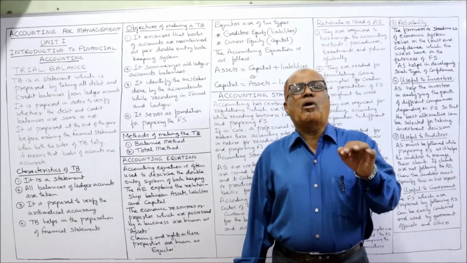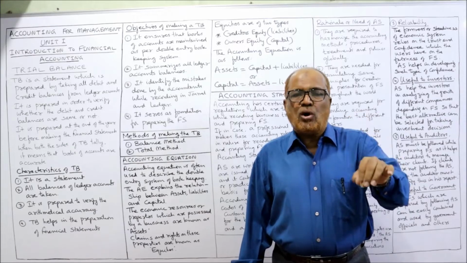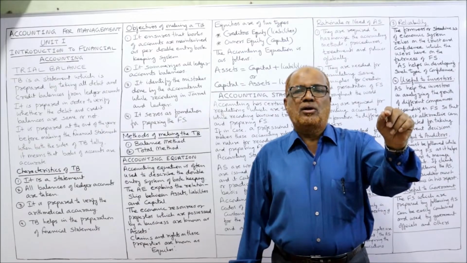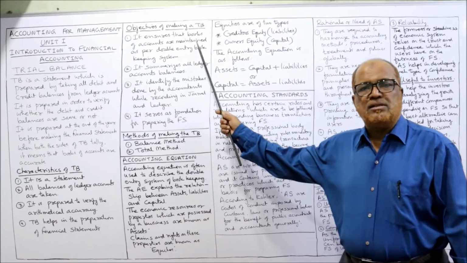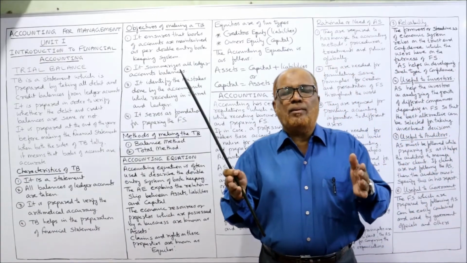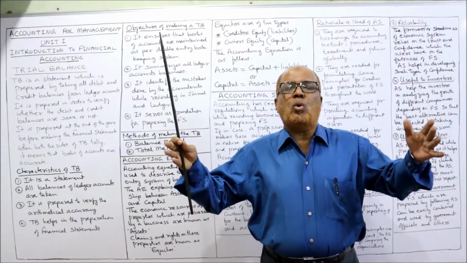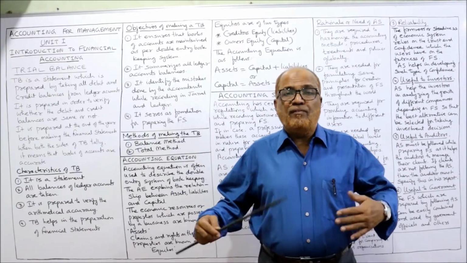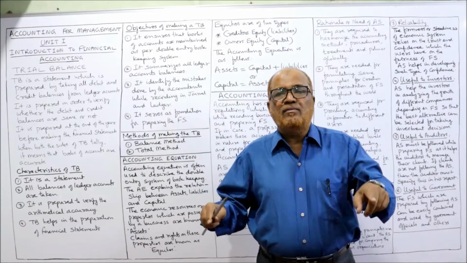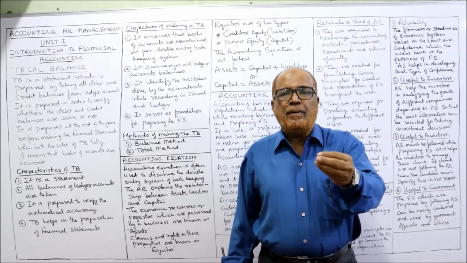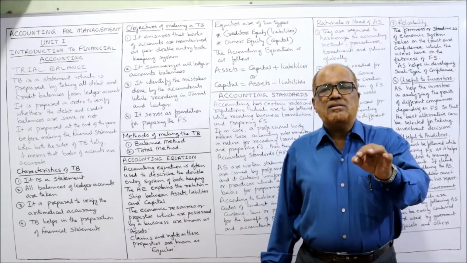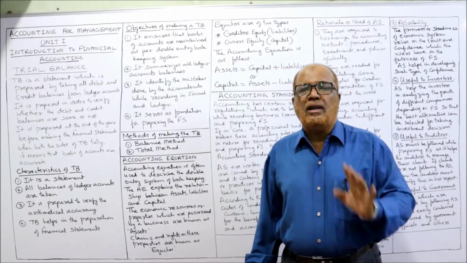Just now I told you, in order to ensure that the double entry system is correctly followed or not, we prepare the trial balance. That is the objective. Secondly, it summarizes all ledger account balances. Ledger is a big book in which so many ledger accounts are there. It will be difficult to refer to all the balances in all the accounts. This trial balance will give a summary. In a few pages, we can get the balances of all the accounts. So trial balance will give the summary of all ledger account balances.